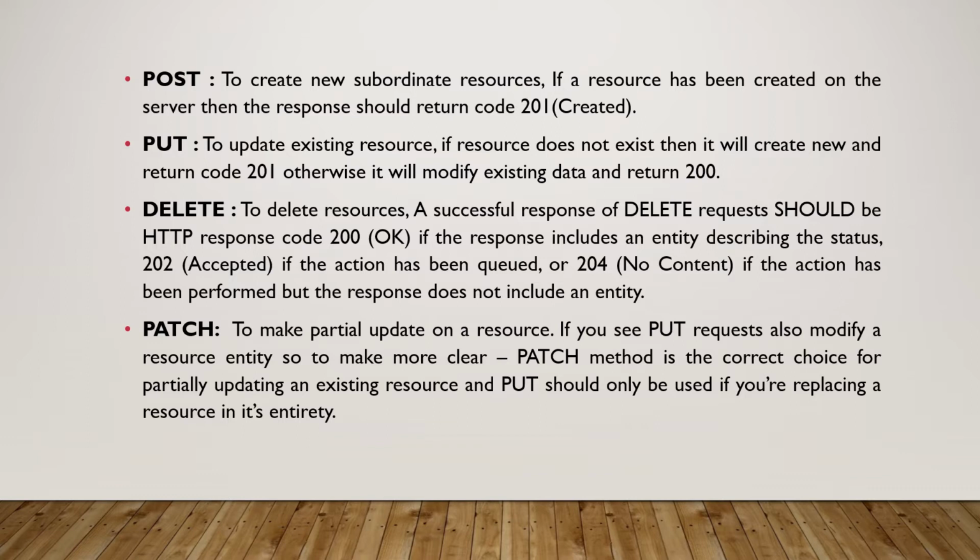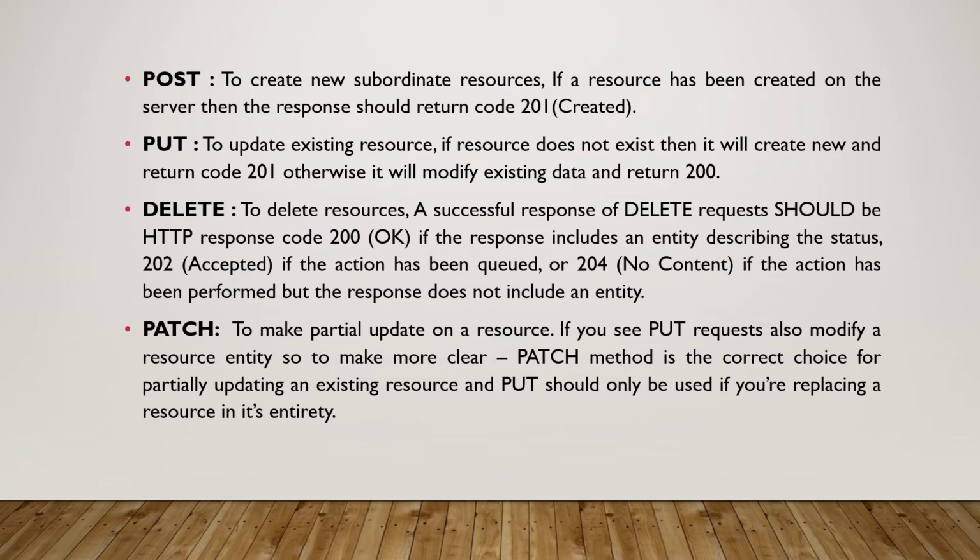Third method is PUT. The PUT method is basically used to update existing resources. If the resource does not exist, then it will create a new one and return the status code 201. Otherwise it will modify the existing data and return 200. Fourth is DELETE. The DELETE method is basically used to delete the resource.